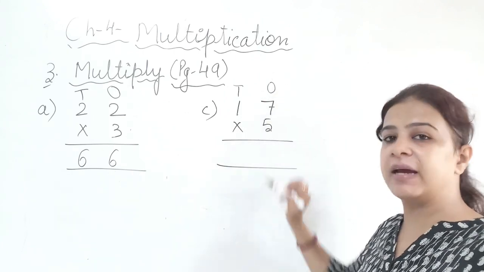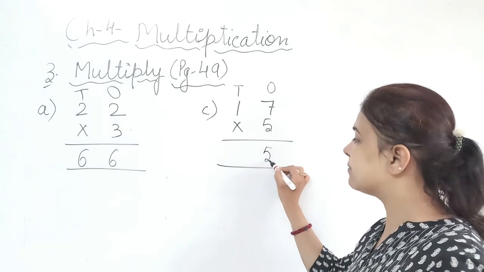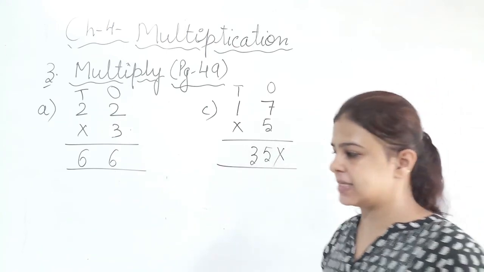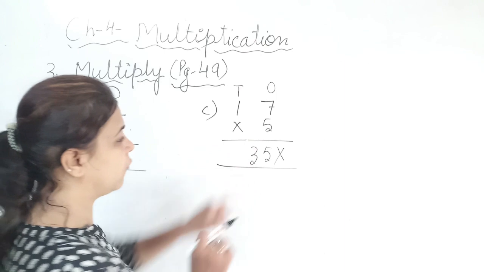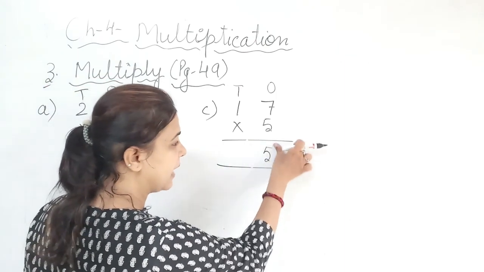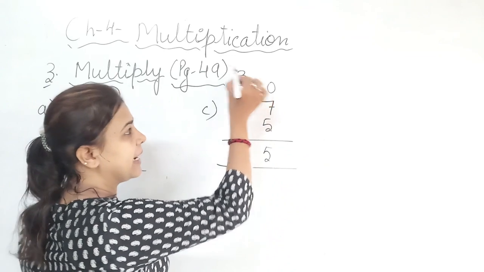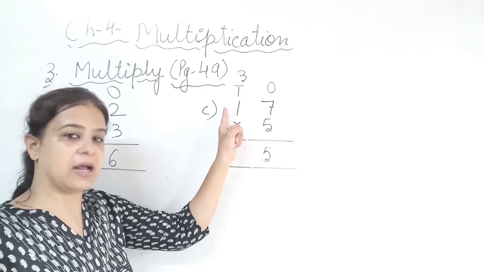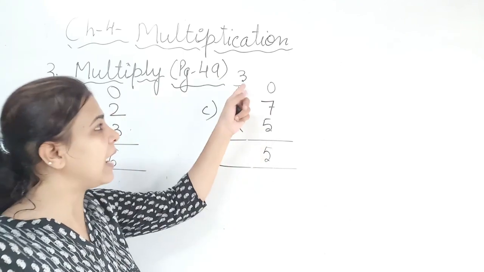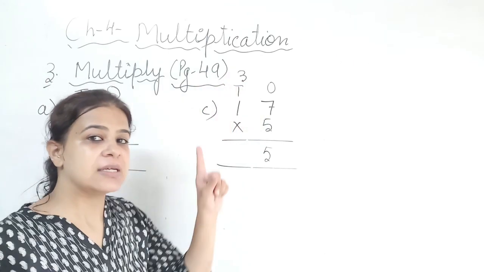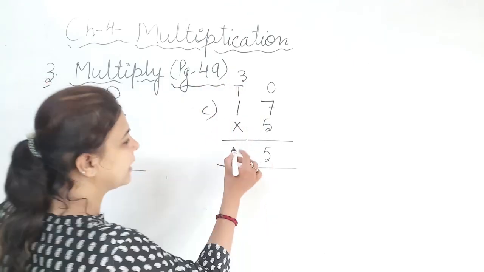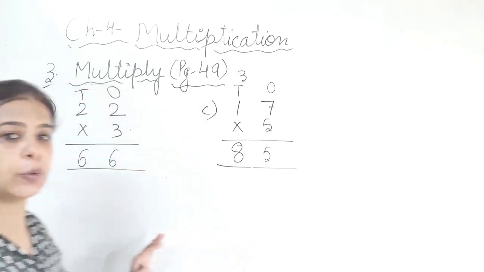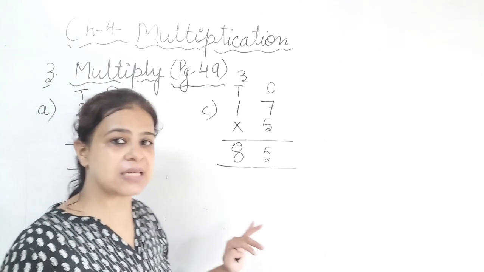5 sevens are 35. So what should I write? I cannot write like this. I will write only 5 and 3 will be carried over, children. 3 goes to the tens place. Now 5 ones are 5 and 3 is here. So I will count 3: 6, 7 and 8. Okay, so this is the answer, 85. So in the same way you all can do this question number 3 in your maths time book, children.